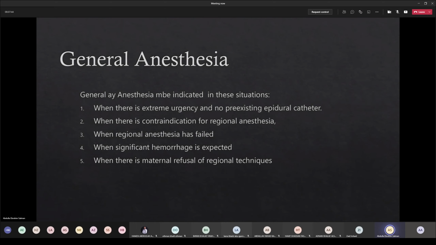General anesthesia may be indicated in these situations: when there is extreme urgency and no pre-existing epidural catheter, when there is a contraindication for regional anesthesia, when regional anesthesia has failed, when significant hemorrhage is expected, or when there is a maternal refusal of regional techniques.